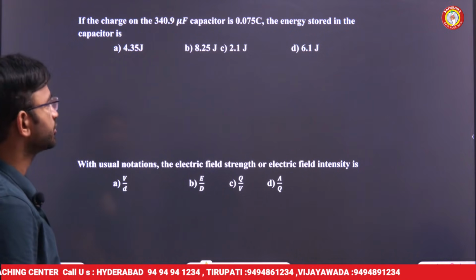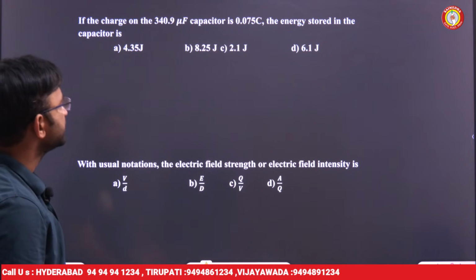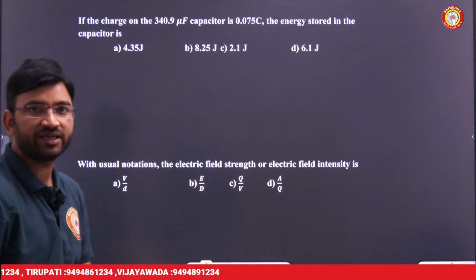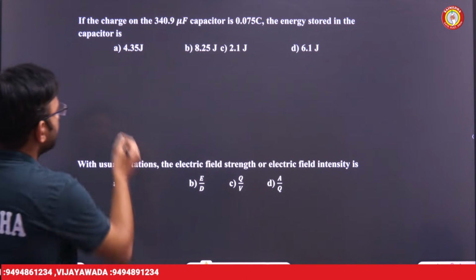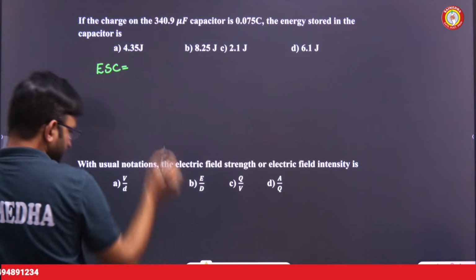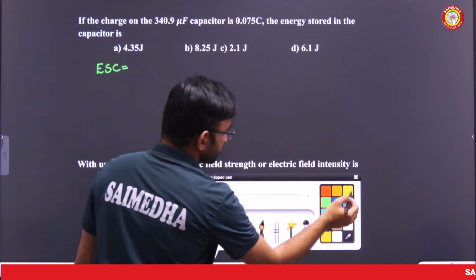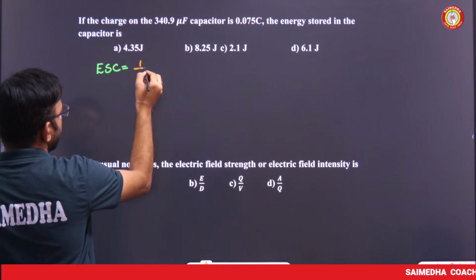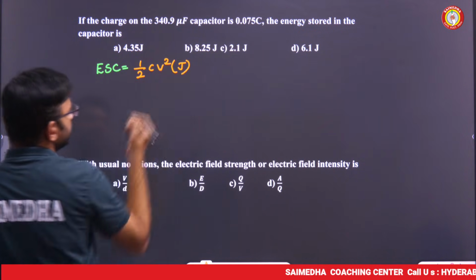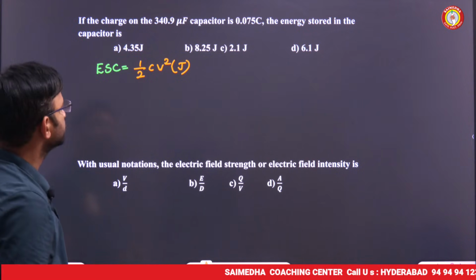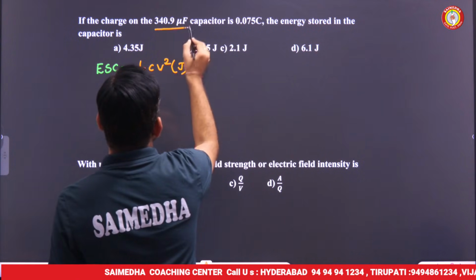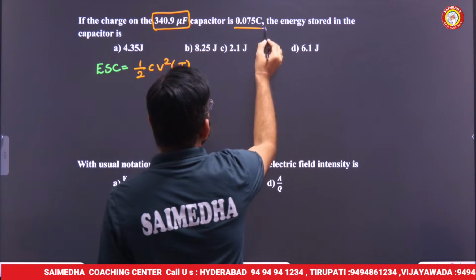Try to go through the next question. If the charge is given and the capacitance value is given, find the energy stored by the capacitor. What is the formula? Energy stored by a capacitor is equal to half C into V square. Energy should be expressed in joules. So first try to understand what values are given. Here the capacitance value and the charge are given.